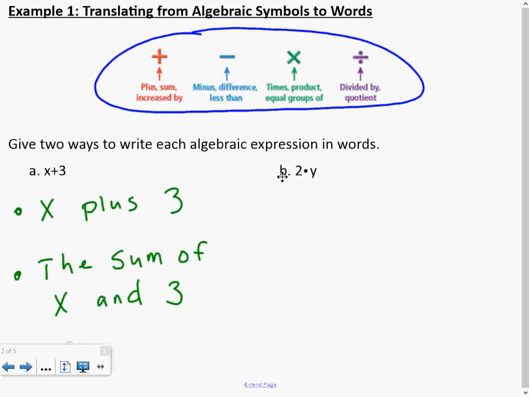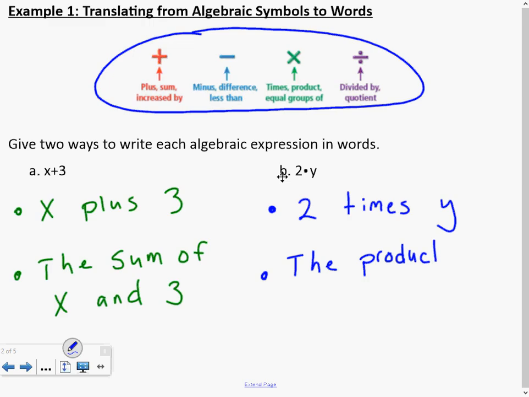So we can do the same thing for part B here. The first way I see it is 2 times y. But another way that we could write this same thing would be to say the product of 2 and y. So that's just taking an expression, an algebraic expression, and writing it in words.